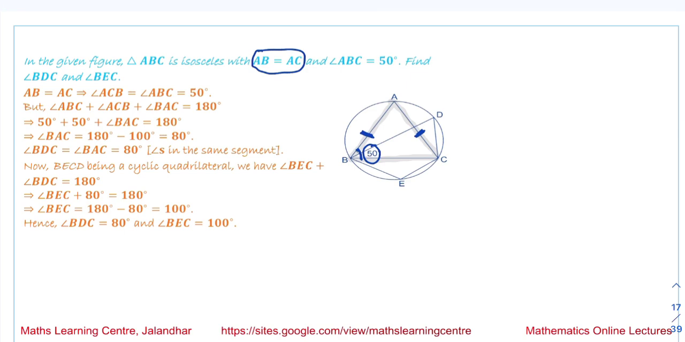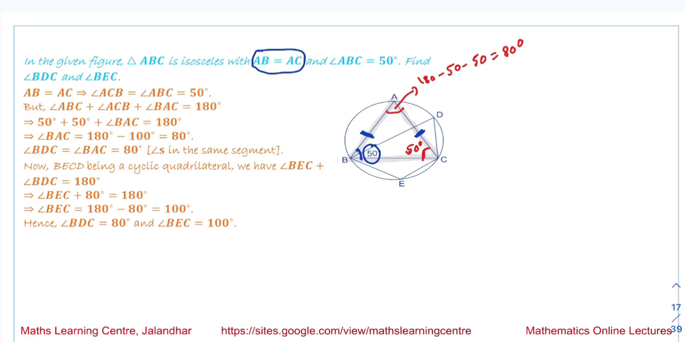Now as these two sides AB and AC are equal, angle at B is 50, then the angle at C is also 50 degrees. ABC is a triangle, so this angle will be 180 minus 50 minus 50, that is equal to 80 degrees. This angle at A will be 80 degrees.